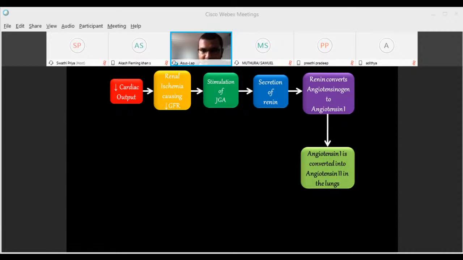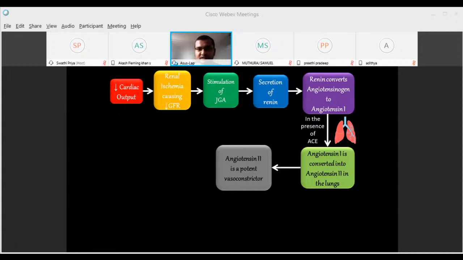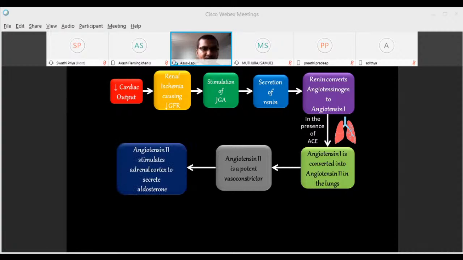Angiotensin 1 is converted into angiotensin 2 in the lungs, in the presence of angiotensin converting enzyme, which is produced by the lungs. The conversion of angiotensin 1 to angiotensin 2 happens in the lungs, because only the lungs produce the angiotensin converting enzyme. Angiotensin 2 is a potent vasoconstrictor and also stimulates the adrenal cortex to secrete aldosterone.